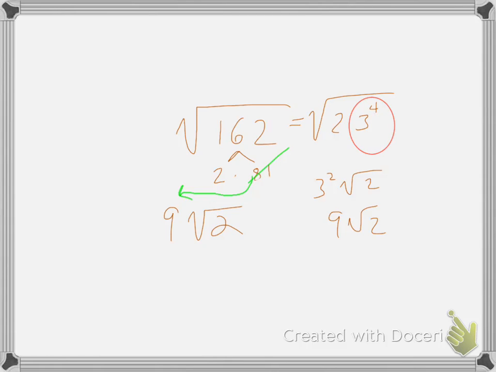Same answer. I don't like doing the prime factors all the way. I like just finding those chunks of perfect square and then pulling them out, doing the trick. And if you went ahead with your calculator and did 9 times the square root of 2, and then also did the square root of 162, you'll see they're equivalent. Exactly equal.